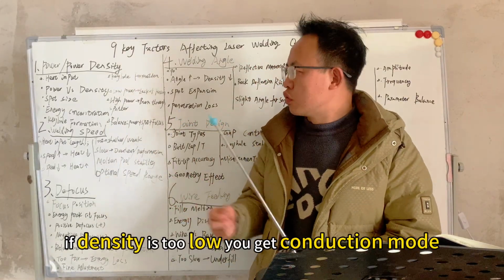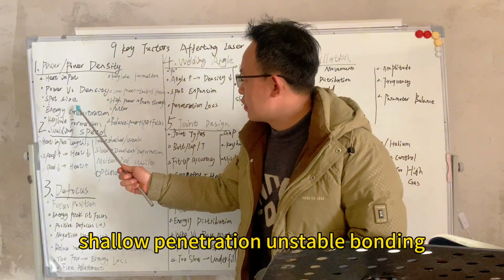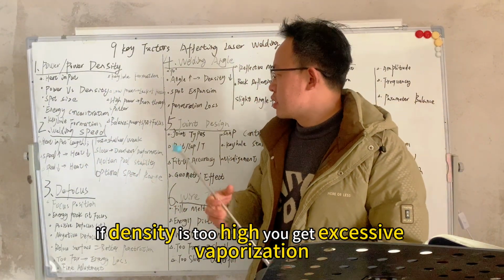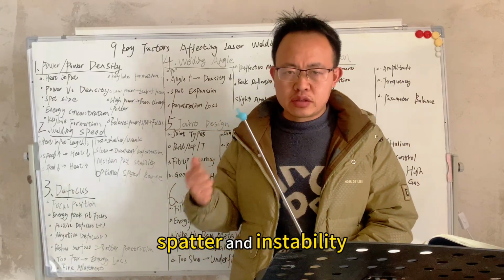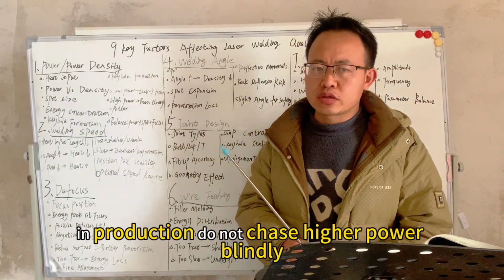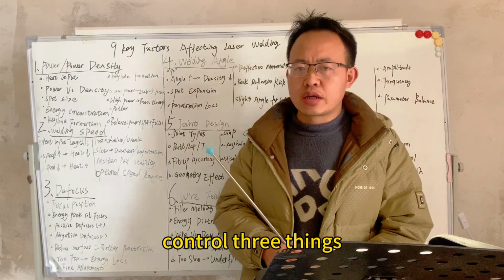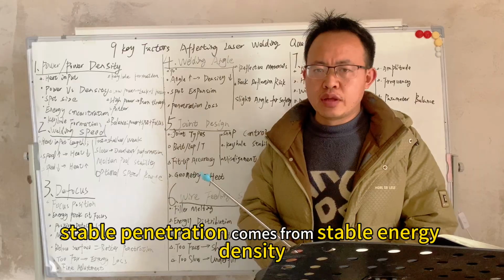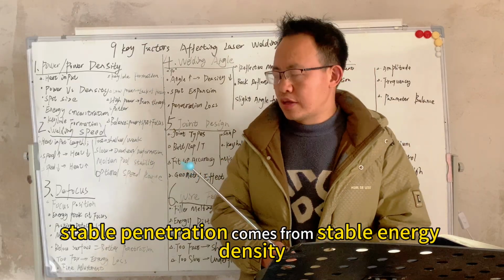If density is too low, you get conduction mode, shallow penetration, and unstable bonding. If density is too high, you get excessive vaporization, spatter, and instability. In production, do not chase higher power blindly. Control 3 things together: power, spot size, and focus position. Stable penetration comes from stable energy density.